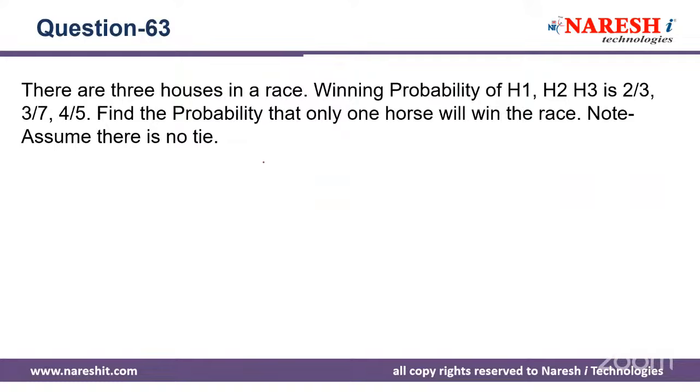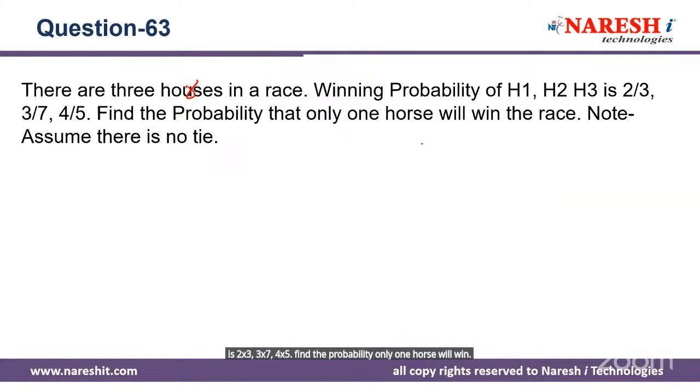Next one, there are three horses in a race. Sorry, it's not houses, this is horses. The winning probability of H1, H2, H3 is 2 by 3, 3 by 7, 4 by 5. Find the probability that only one horse will win.